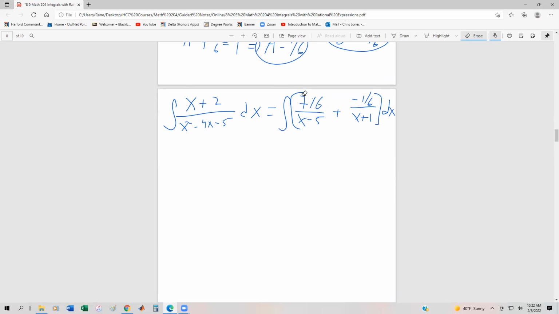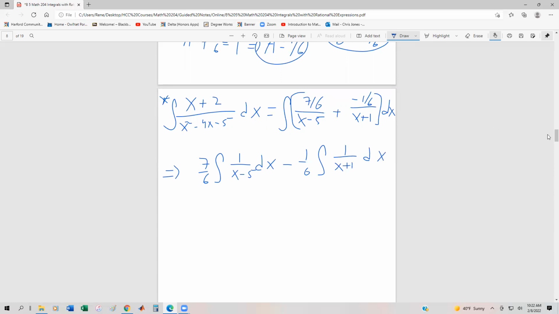Now, later when we do this, I'm just going to skip that step and go right to the decomposed integral. In other words, I'm just not going to write that, right? We're going to break it up into two separate integrals, and I'm also going to factor out the 7/6 and the negative 1/6. And so now we're going to get 7/6 the integral of 1 over x minus 5 dx minus 1/6 the integral of 1 over x plus 1 dx.